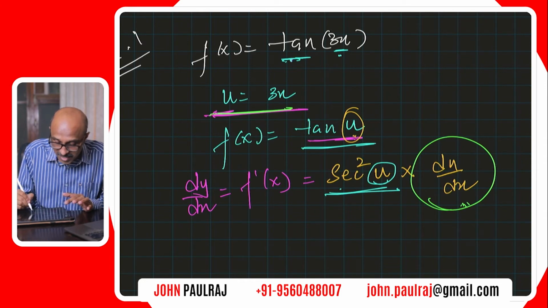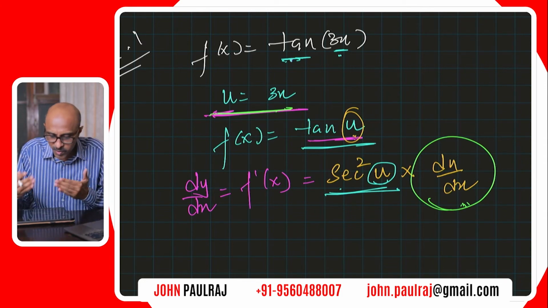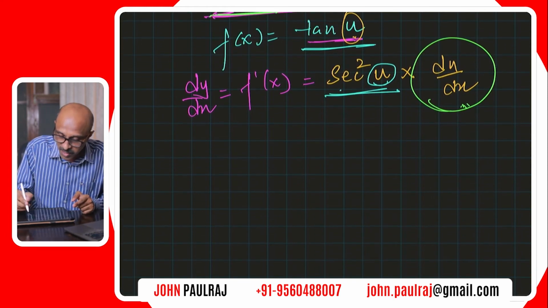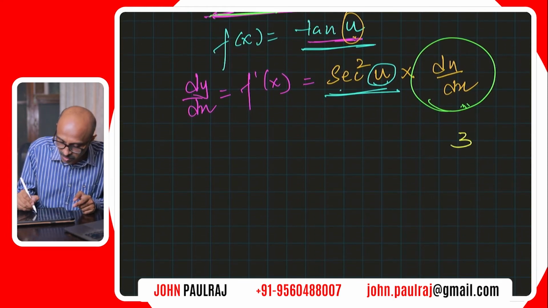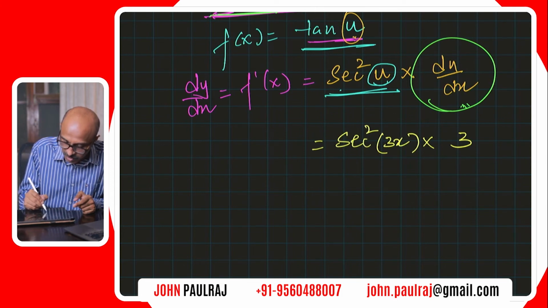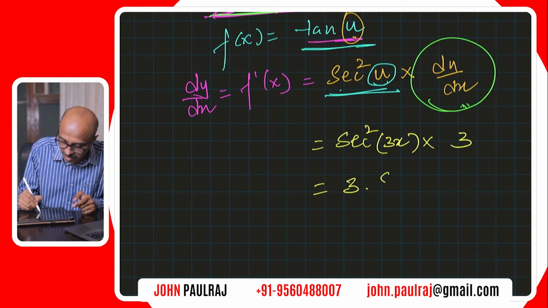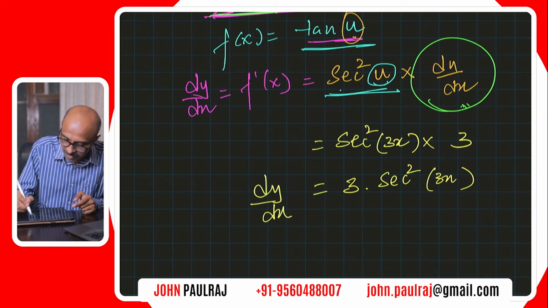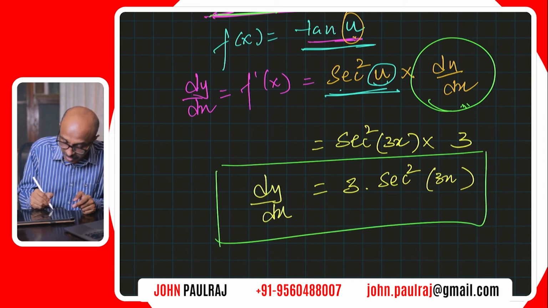The derivative of that inside function is going to be 3 because we're using the power rule, x to the power of 1, and 3 is just a constant multiple of that. So this term is just going to be 3. And here we've got secant square. I'll bring back my u, which was 3x. So the final answer can be written as 3 times secant square 3x. Okay, that is going to be dy over dx. Let's go over this rule again. This is chain rule, by the way.